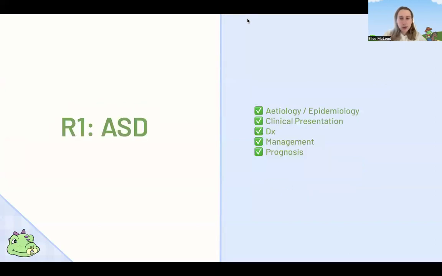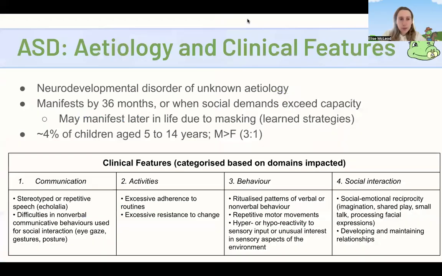So looking first of all at autism spectrum disorder, ASD. I'm going to cover etiology and a bit of the epi, clinical presentation, how it's diagnosed, bit of management and prognosis as well. It's a neurodevelopmental disorder which doesn't have a well-known etiology. And it usually manifests at about 36 months, so 3 years old, because this is when the social demands of the child begin to exceed their capacity.